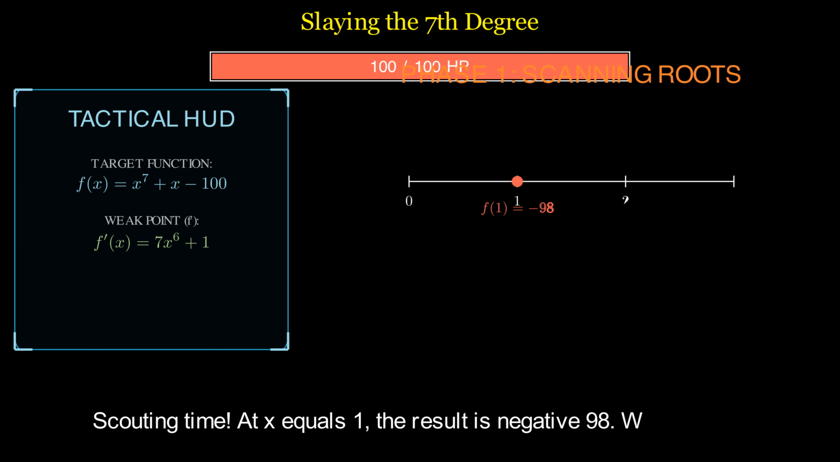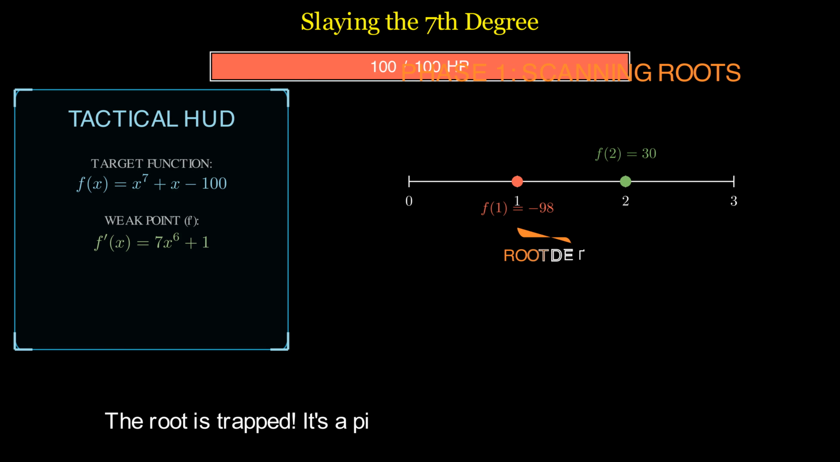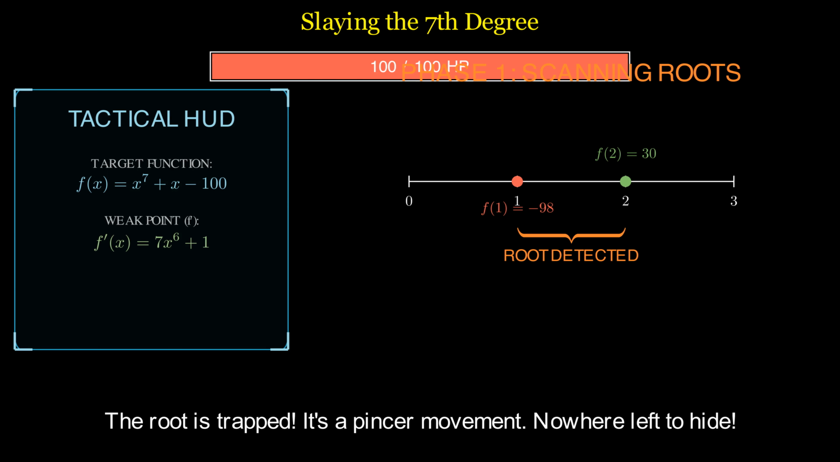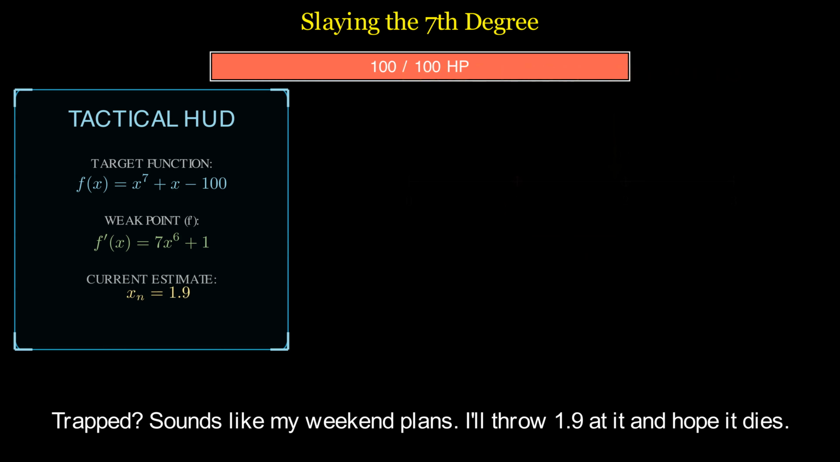Scouting time. At x equals 1, the result is -98. Way too low. But at x equals 2, boom, +30. We just crossed the 0 line. The root is trapped. It's a pincer movement. Nowhere left to hide. Trapped? Sounds like my weekend plans. I'll throw 1.9 at it and hope it dies.